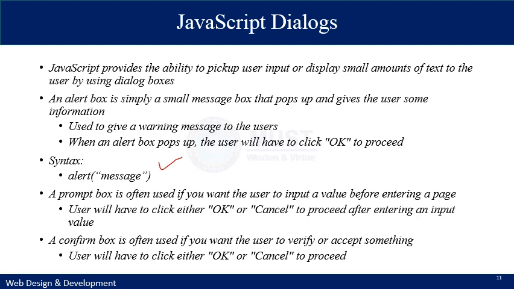A prompt box is often used if you want the user to input a value before entering a page. The user will have to click either OK or Cancel to proceed after entering the input value. Similarly, a confirm box is often used if you want the user to verify or accept something, and in this way the user will have to click OK or Cancel.